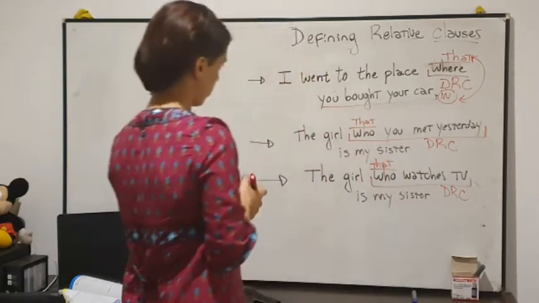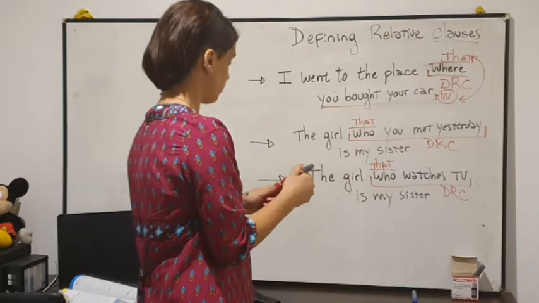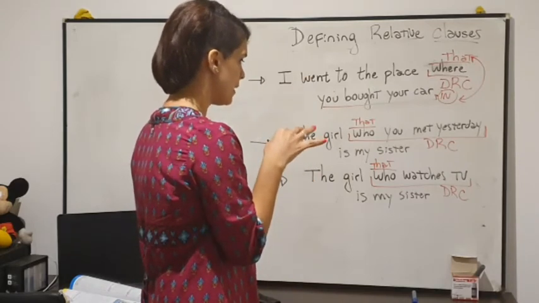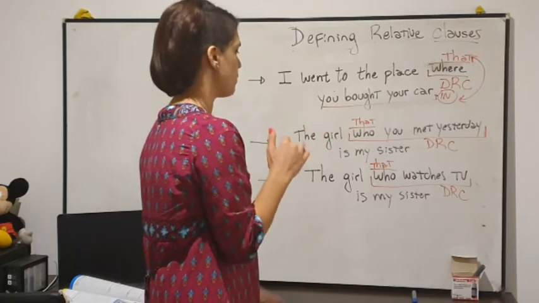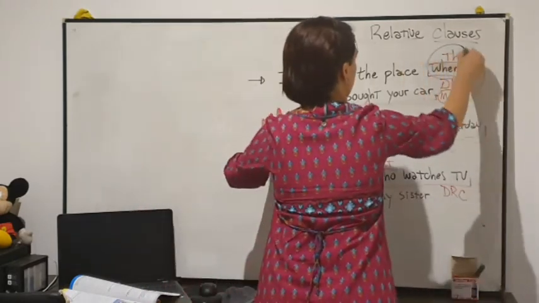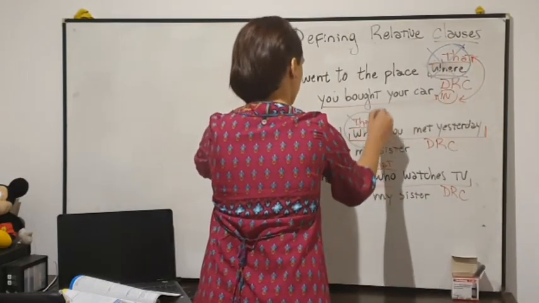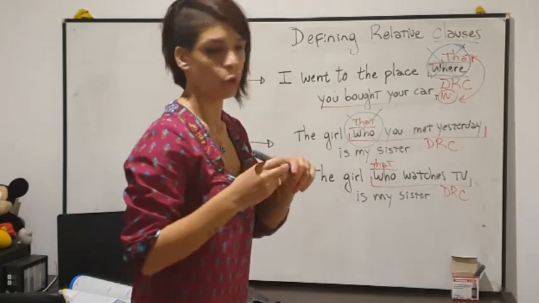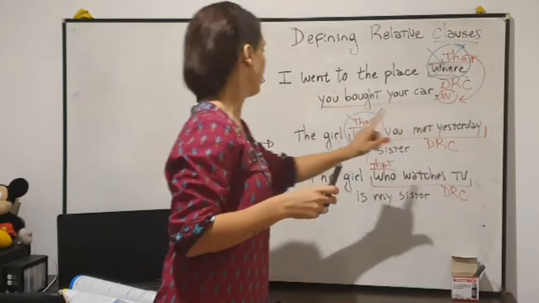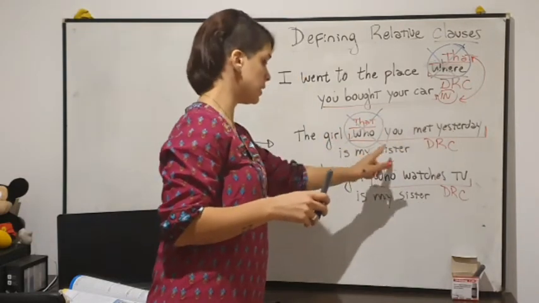Okay. So now I'm going to tell you when you can drop the relative pronoun. The only sentence where you can't drop the relative pronoun is here. But here you can drop it. Here you can drop it. And here you can't. Look, I went to the place you bought your car. The girl you met yesterday is my sister.